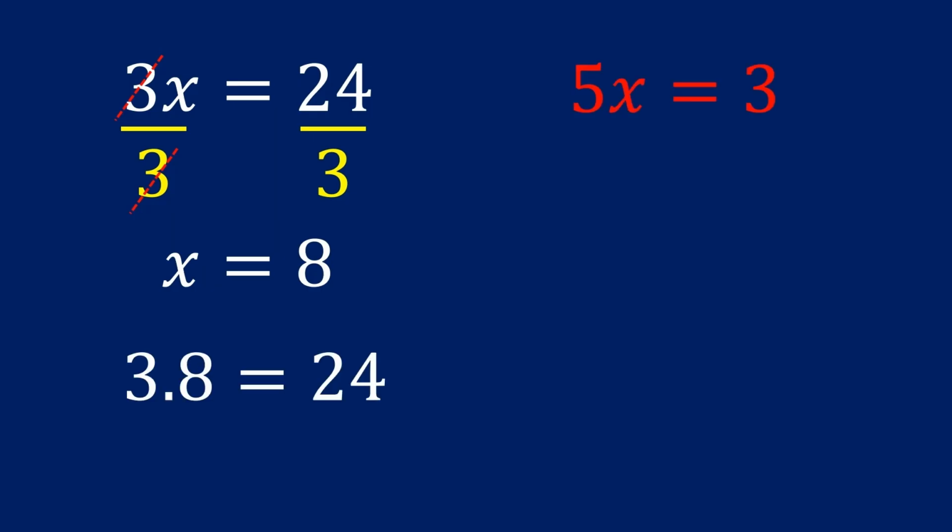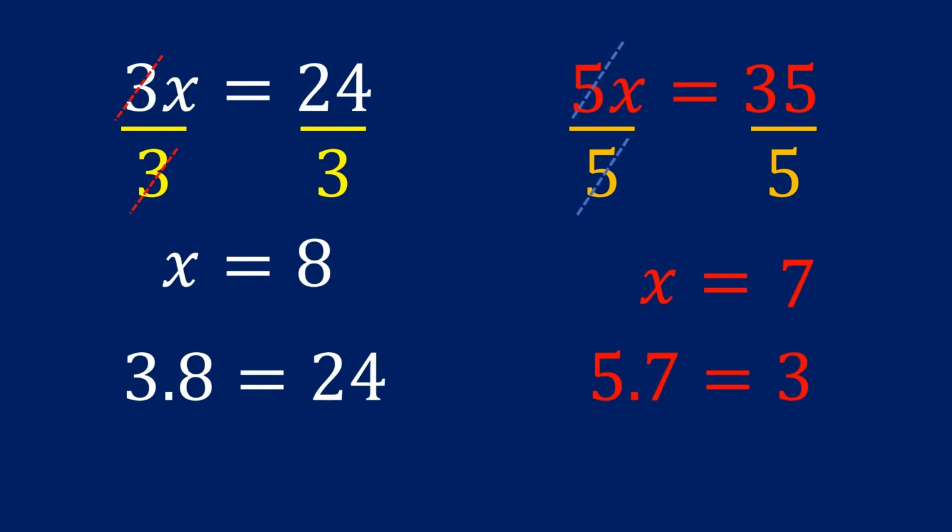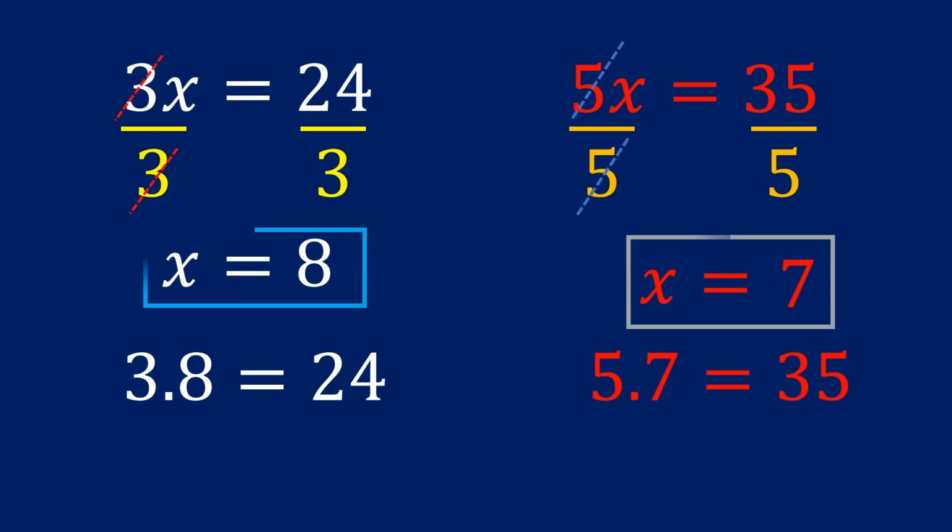So, let's try a similar problem. If 5x is equal to 35, then what is the value of x? If we divide both sides by 5, x is going to be 35 divided by 5, which is 7, because 5 times 7 is 35. So these are the solutions to these two equations.